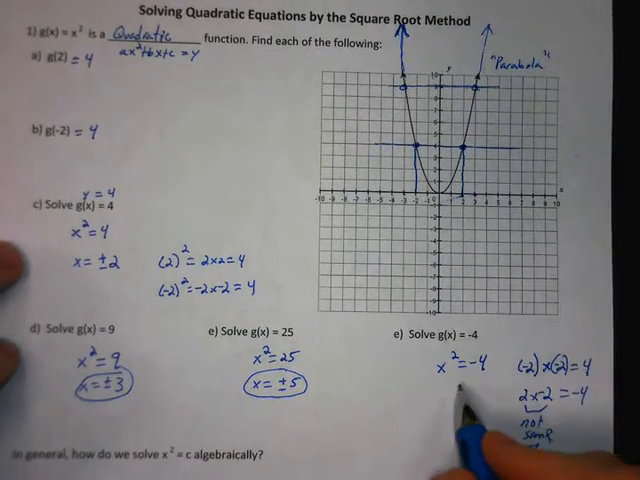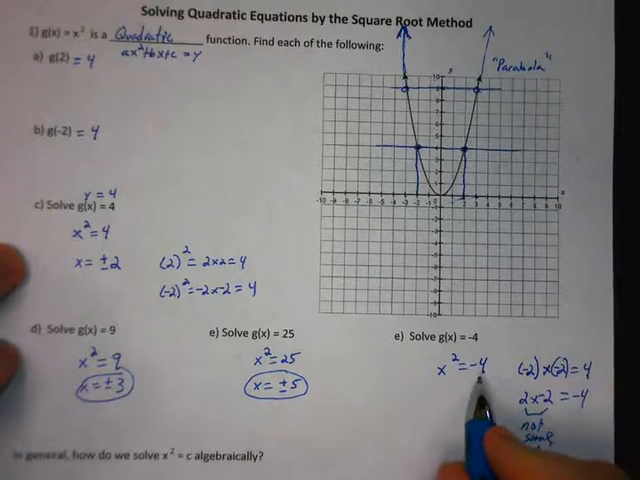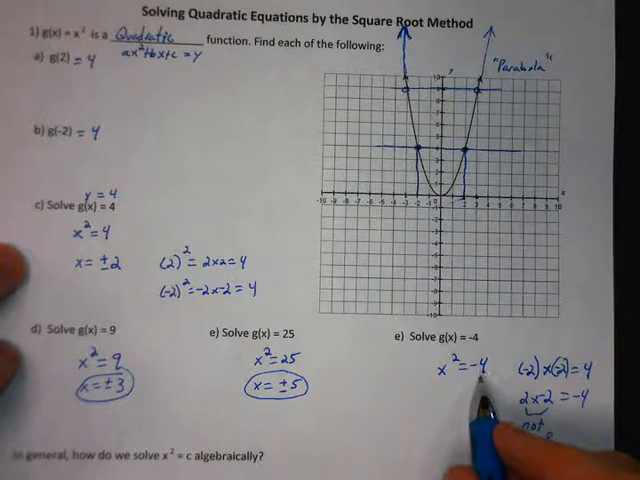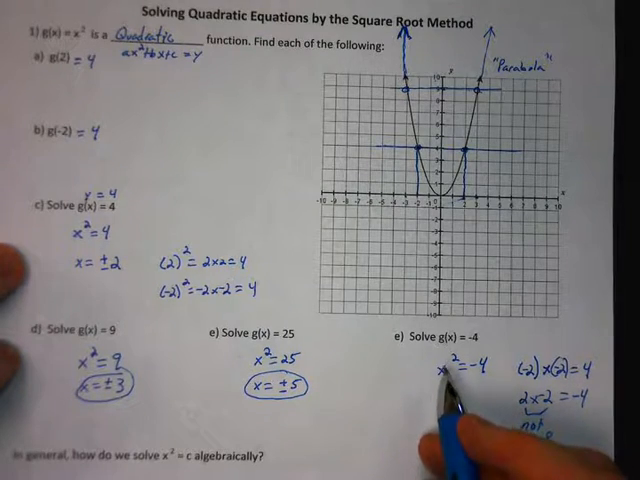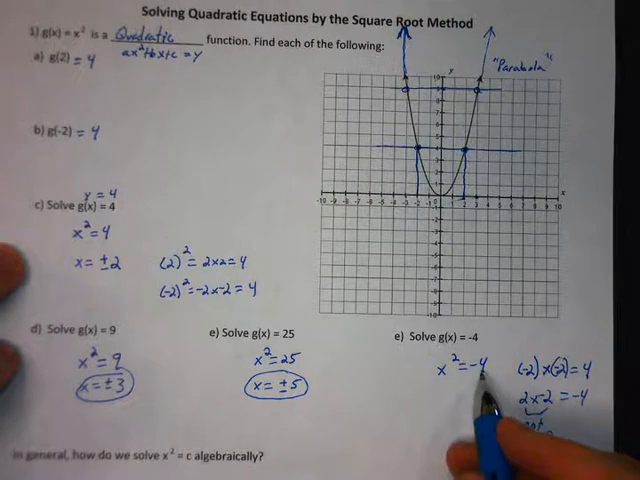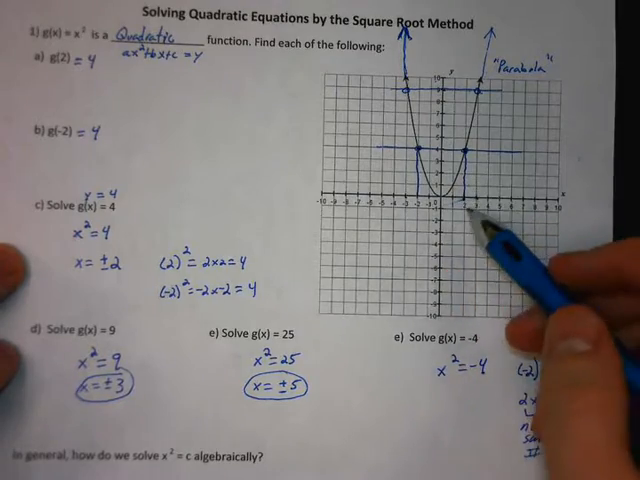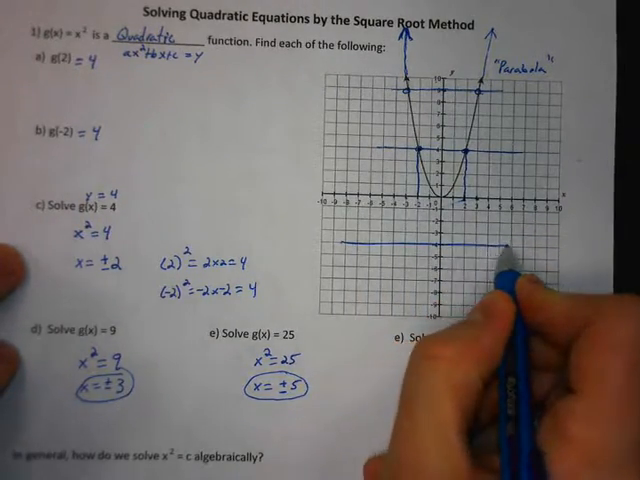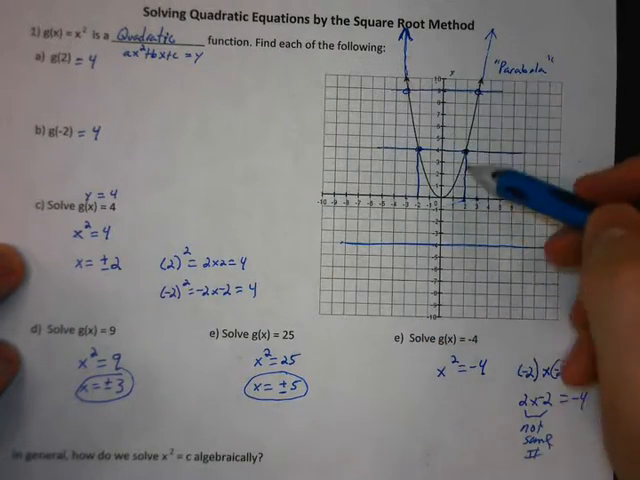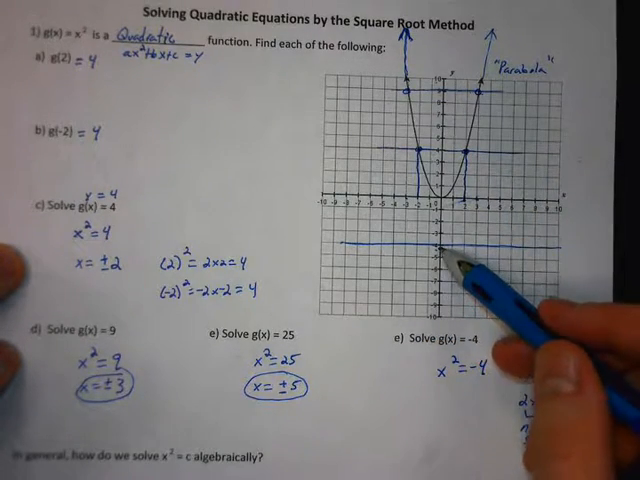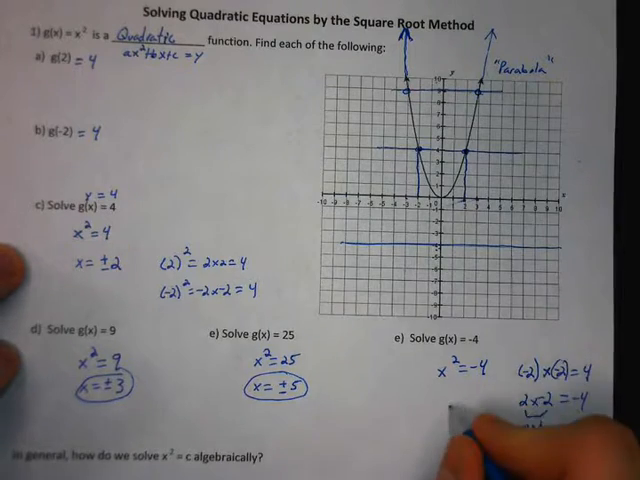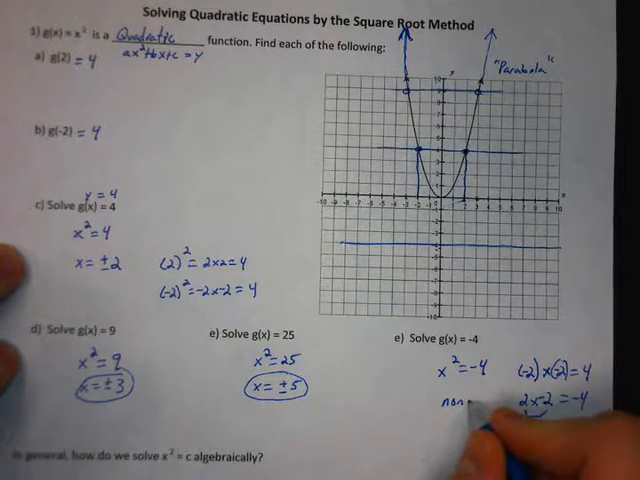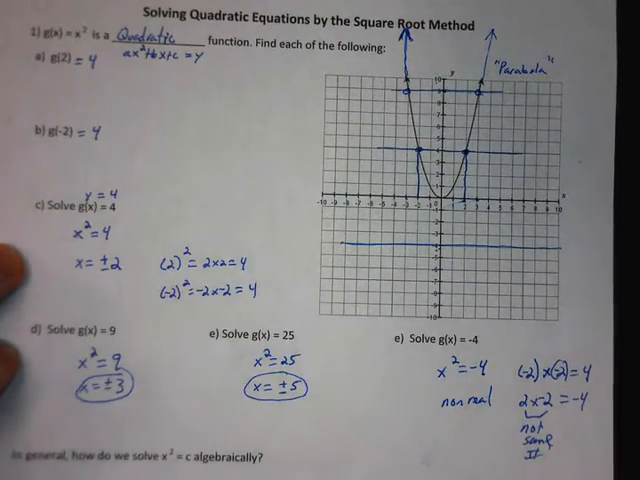So here, x squared equals negative 4. There is no number that you can multiply by itself to get negative 4, let alone any negative number. You can never square a number and get a negative answer. Graphically, what's happening is, where are the y values negative 4? Well, that's way down here. And does our parabola, our U shape, ever go through negative 4? No. So what we say here is the solution will be non-real. There's a non-real solution.